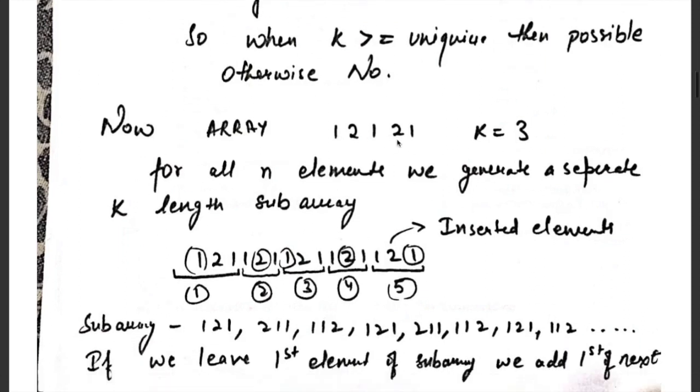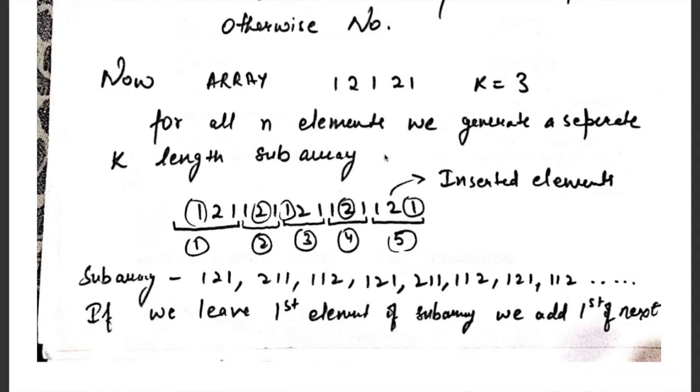So there are so many different things you have to check. We are not going to do that in this type of question. We will simply sort out our answer as simply as we can. For all n elements, we generate a separate k-length subarray. Suppose we have 5 elements here, so we generate 5 subarrays of the same length.